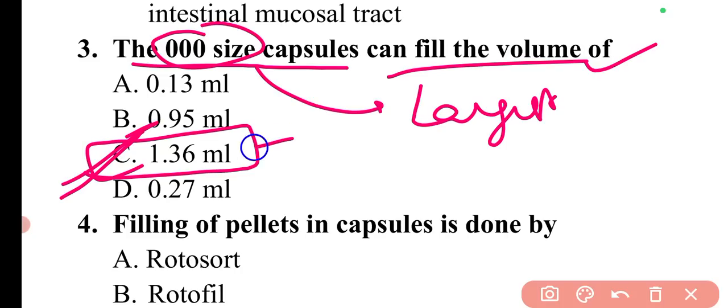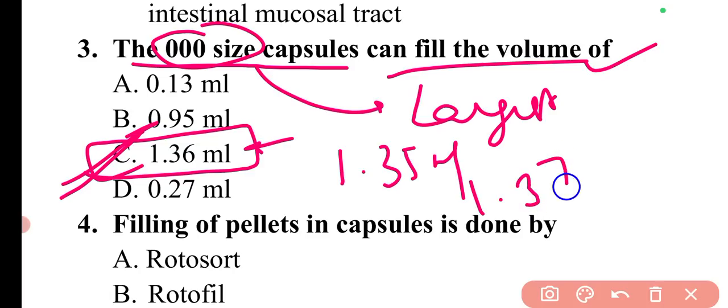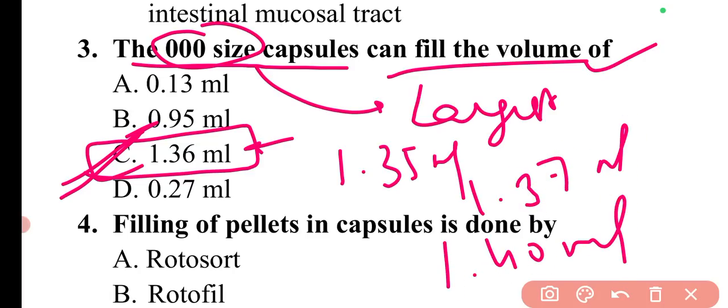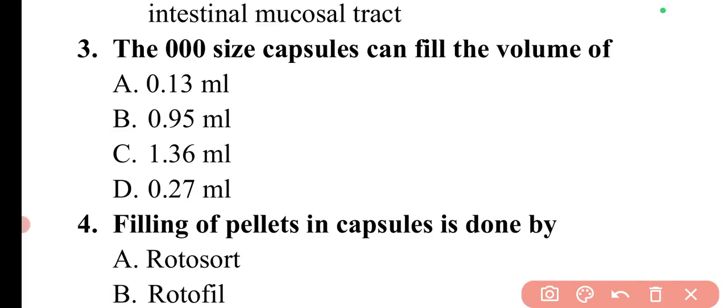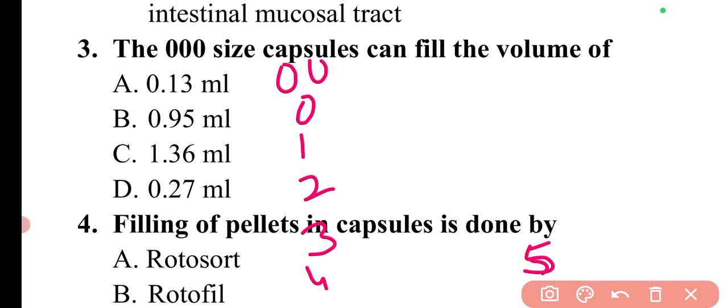There can be variation in these values, like somewhere it can be written as 3.5, somewhere it can be written as 3.7, or sometimes it can be written as 1.40 ml. So the closest value that will be given in the paper, you can follow. Apart from this, this is the largest capsule size. If I talk about the other capsule sizes, after 000 there will be 00, then 0, then 1, 2, 3, 4 and 5. So these are the different capsule sizes.